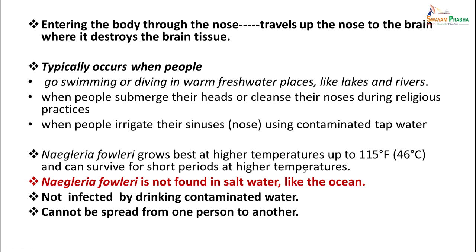Typically it occurs when people go swimming or diving in warm fresh water places, or submerge their heads, or cleanse their nostrils, or irrigate their sinuses or noses with contaminated tap water. Naegleria is seen to grow best at higher temperatures up to 46 degrees centigrade, and can survive for short periods at higher temperatures also. It is not found in salt water like the ocean, but one person is not infected by drinking contaminated water. The spread is not usually from person to person, but comes from warm water containing the trophozoite, which enters through the nose and goes to the brain tissue.